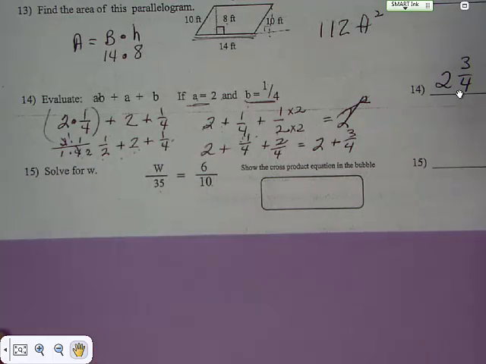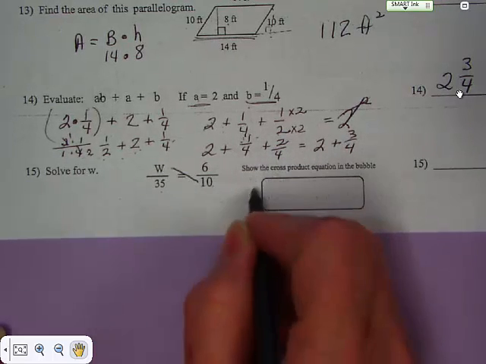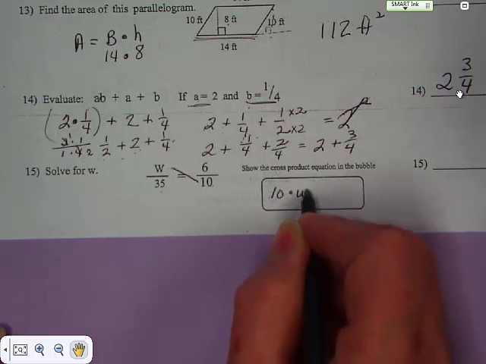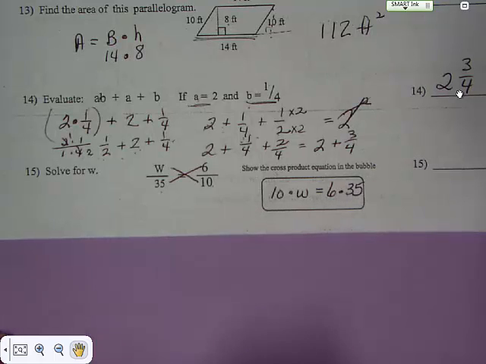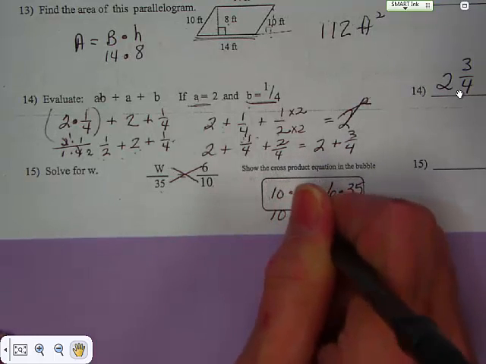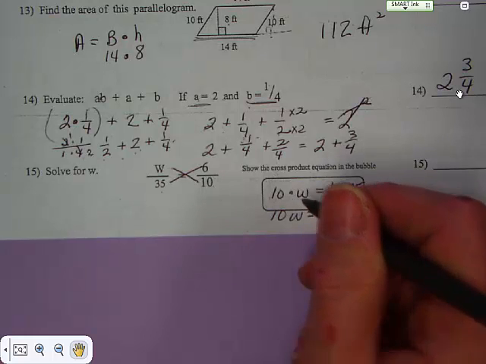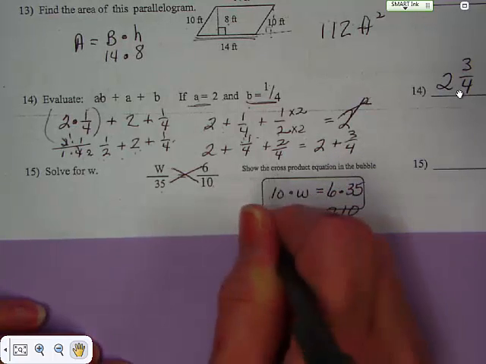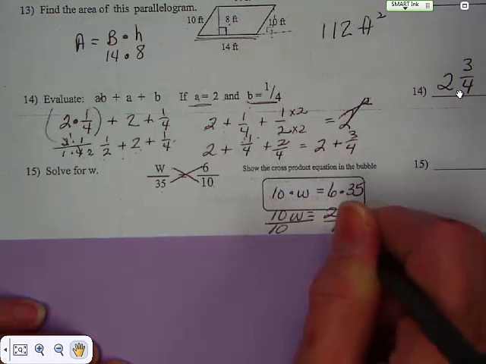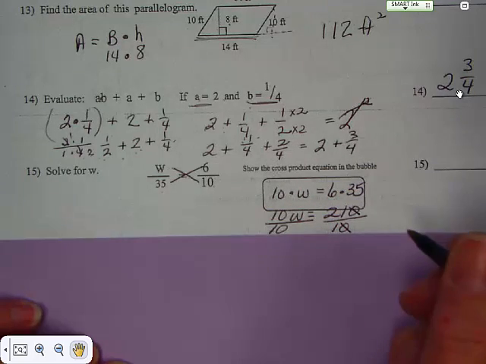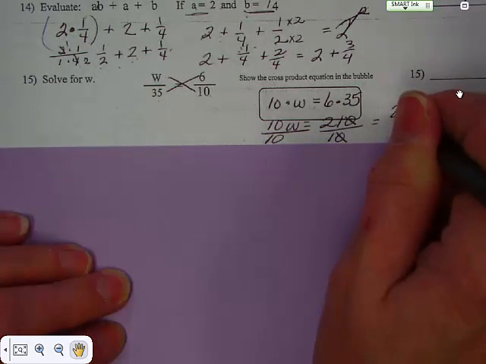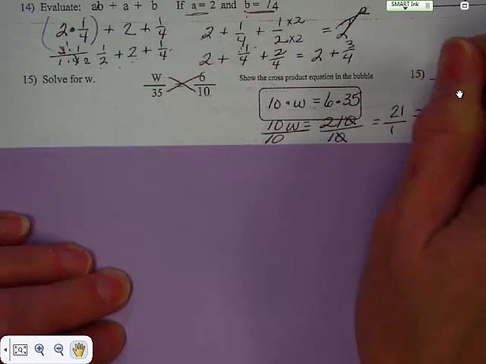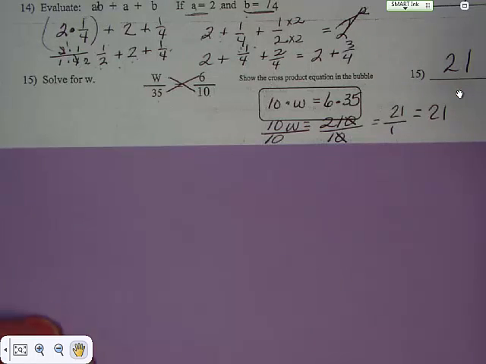All right, the next one we have to look at is 35 times 6 and w times 10. That's going to be the easiest way to do this. We're cross-producting, okay? So we're going to take 10 times w equals 6 times 35. We end up with 10w equals 210. We're going to divide by 10, divide by 10. That's easy to do because we can cross out the zeros. And then we end up with 21 over 1, which of course is just 21. And that is the correct answer.